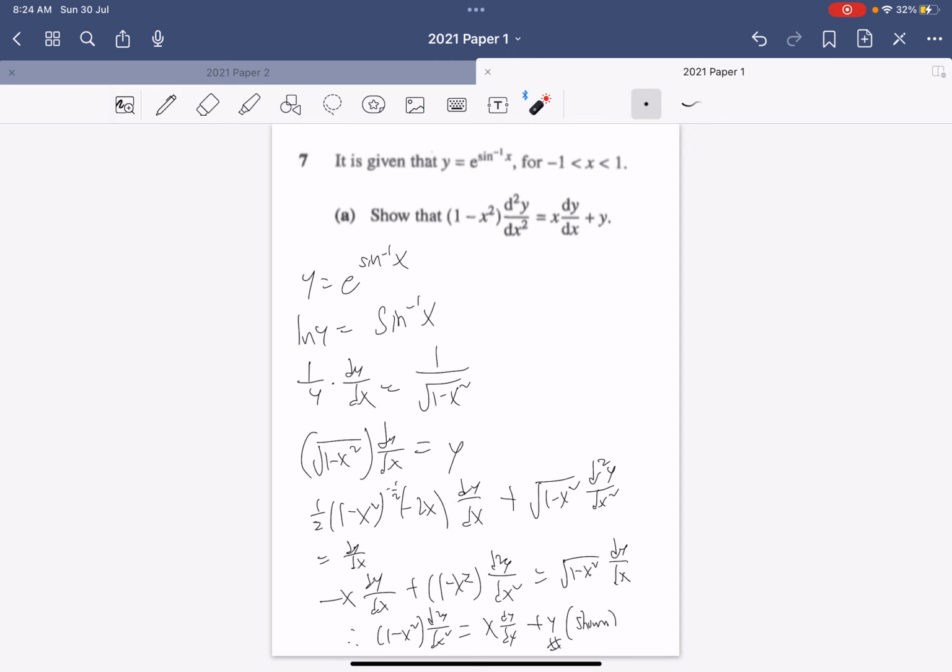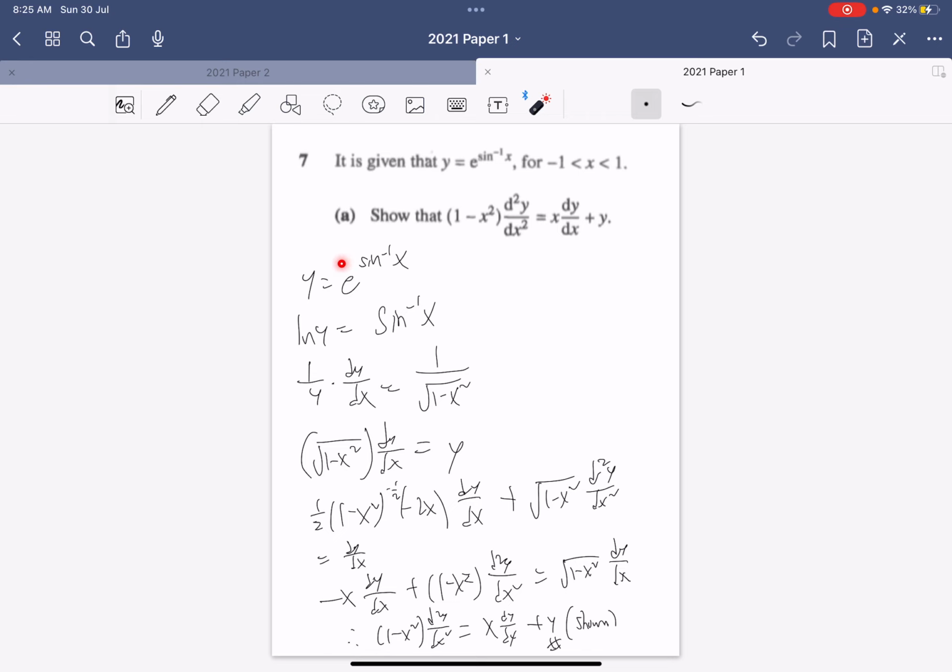So for question 7 now, we are given y equals e to the power of sine inverse x, where x is some restricted value. And we want to show this equation holds true. So this is really testing you on your techniques of differentiation. And so we just firstly write y is this.